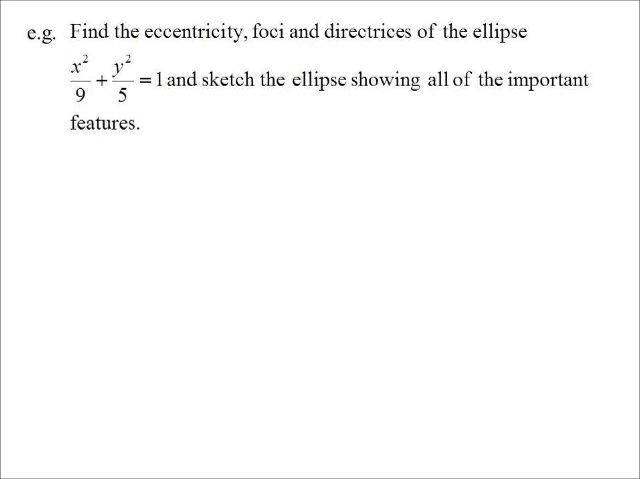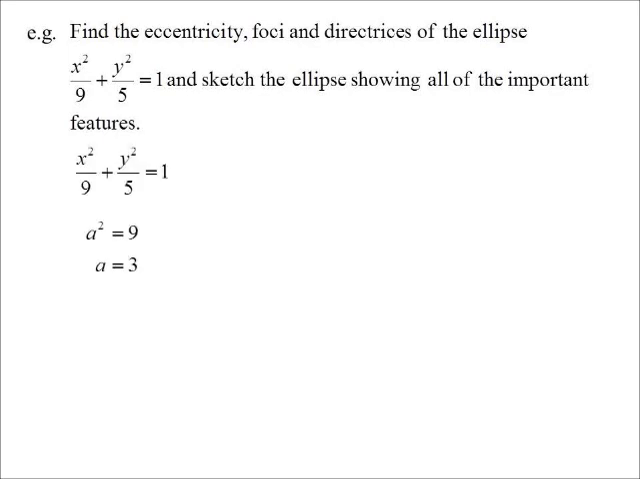So let's do one. x squared on 9, y squared on 5 is equal to 1. Find the eccentricity, foci, and so on. Now, the first thing I guess to identify is always, is it elongated along the x-axis or the y-axis? Remember, wherever the bigger number is, the bigger number here is with x, so we know it's elongated along the x-axis. That being the case, let's find the eccentricity.